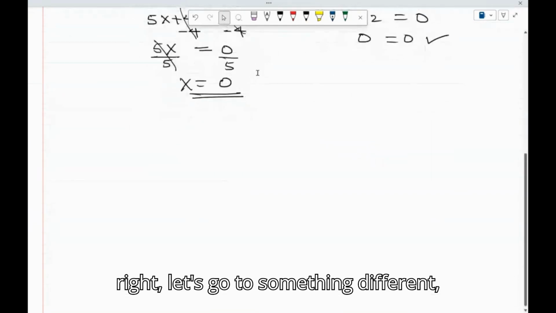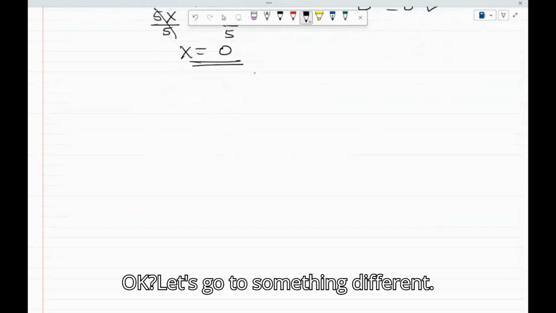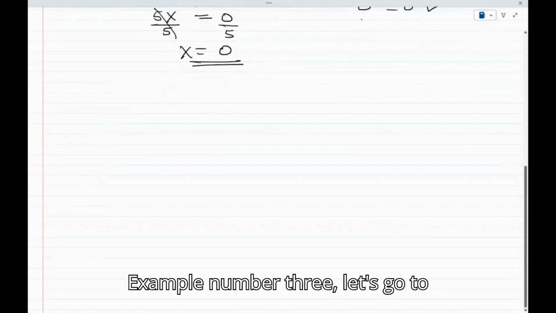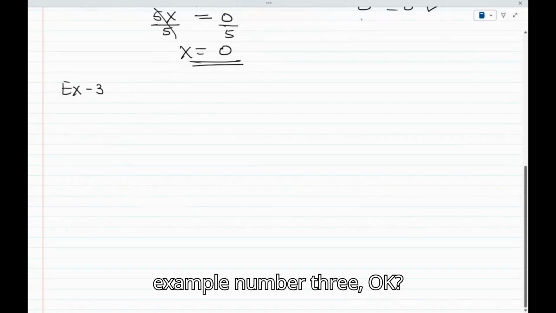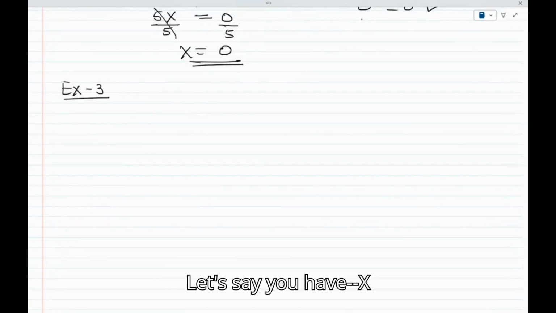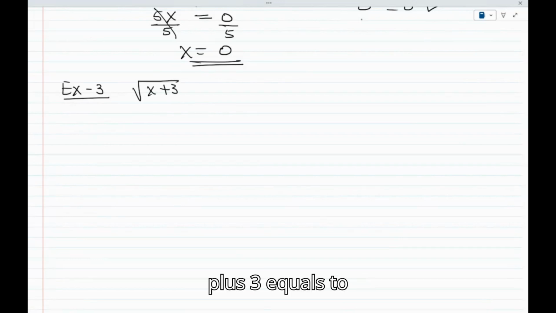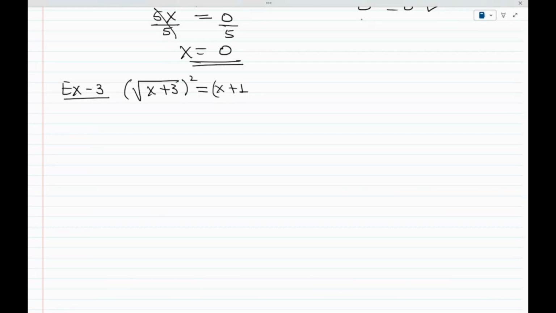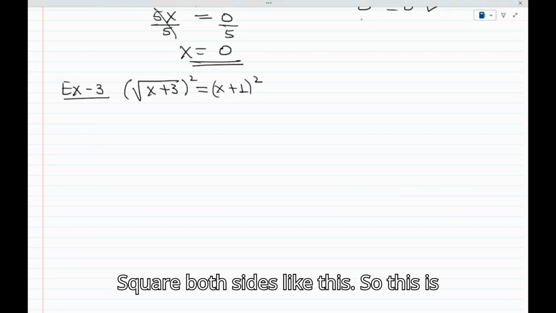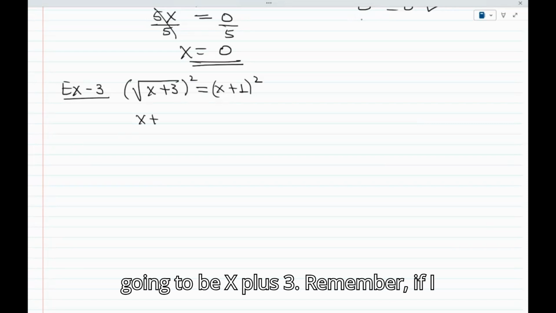All right, let's go to something different. Example number 3. Let's say you have the square root of x plus 3 equals x plus 1. As always, let's square both sides like this. So this is going to be x plus 3.